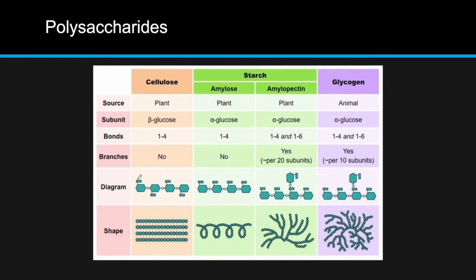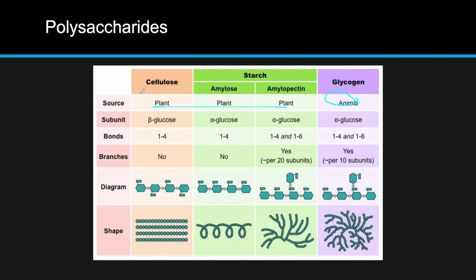So now, we go from monosaccharides to disaccharides, and now we're at polysaccharides. There are three different categories IB expects you to know with this. We have cellulose, starch, and glycogen. Cellulose and starch are made by plants, as you can see here, while glycogen is made by animals.